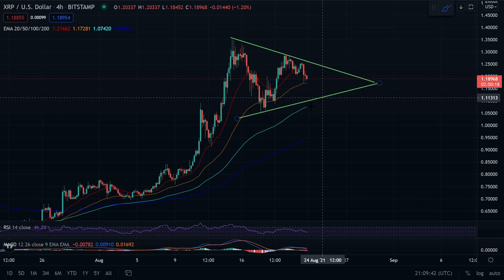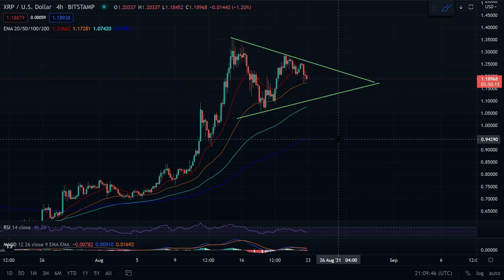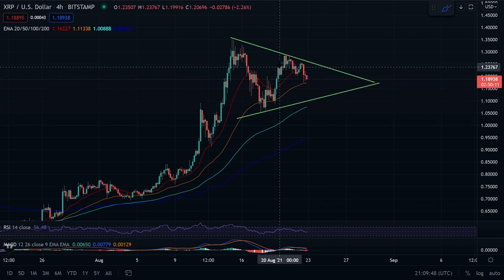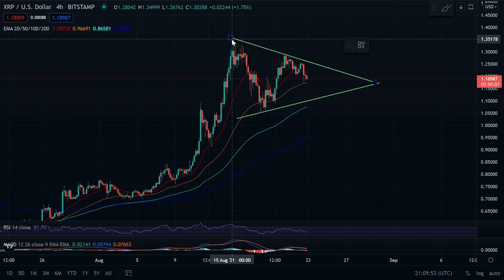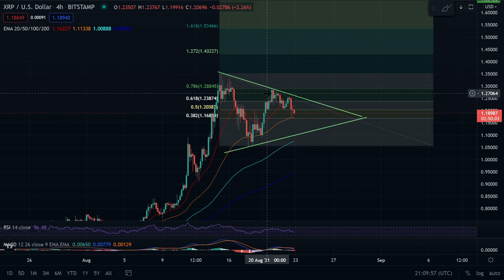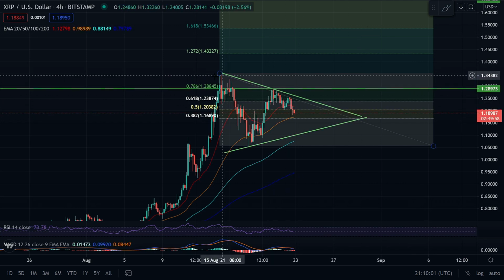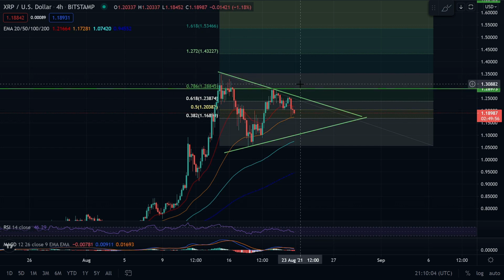Now let's talk about what we can expect, what this thing can look like, and what my price predictions are one way or another. Of course, we want to see a breakout to the upside. That's optimal, right? If we draw again from the swing high to swing low, we need to pay close attention to this level right here. Now this level is going to be $1.28.